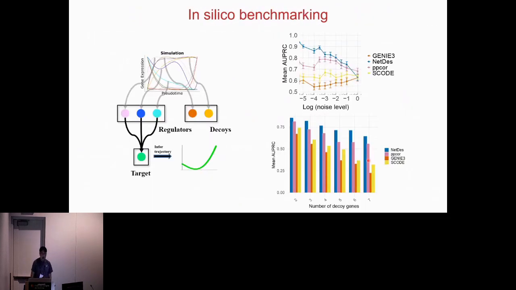We then go ahead to do a systematic benchmarking by randomly picking some regulators and decoys, simulating them, and comparing with other methods, including methods that take time series data. And we found that our method indeed has advantages in identifying the decoys among the real interactions, even when there is gene expression noise in the time series data.